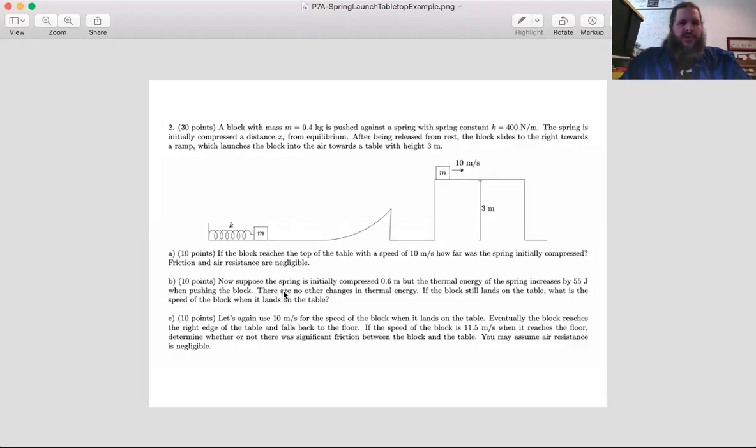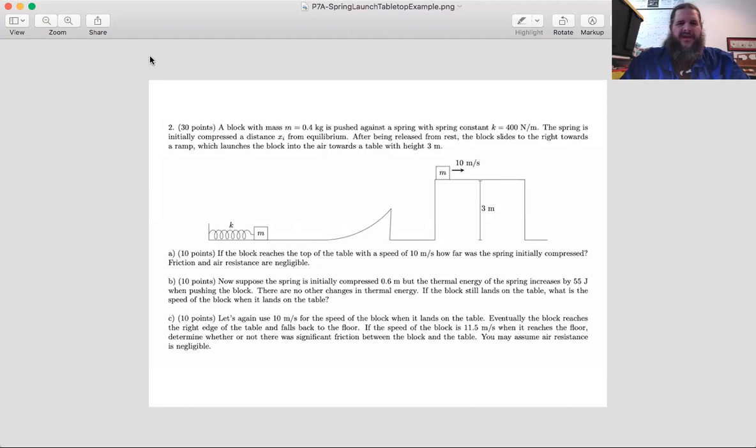So here it looks like we are launching a mass. We know the mass, we know the spring constant. We're using the spring to launch the mass up this ramp. Launches it into the air towards this tabletop, and it reaches the top of the table, but still in motion at 10 meters per second, presumably 10 meters per second straight forward. And we want to know how far did the spring have to be compressed in order to make that happen.